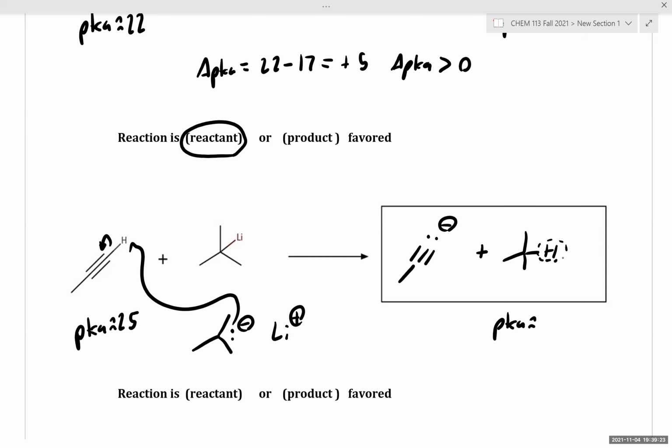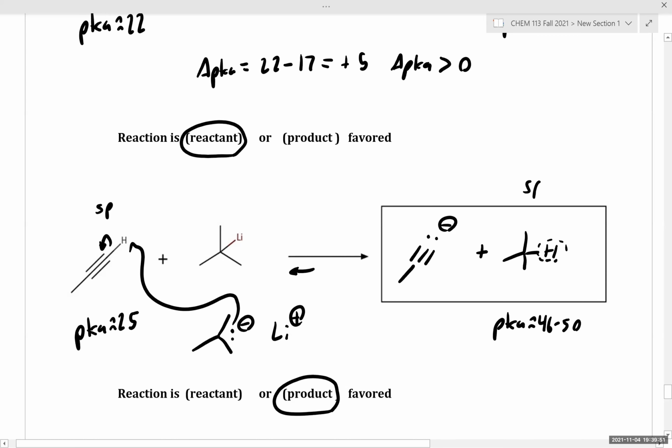This would have a pKa of anywhere between 46 to 50. So then, looking at this acid-base reaction, considering that acid-base reactions favor production of the weaker acid, the equilibrium favors the weaker acid. Is this equilibrium reactant or product favored? Product. Exactly. Now, if you didn't know the pKa values, then you can use a more qualitative argument.